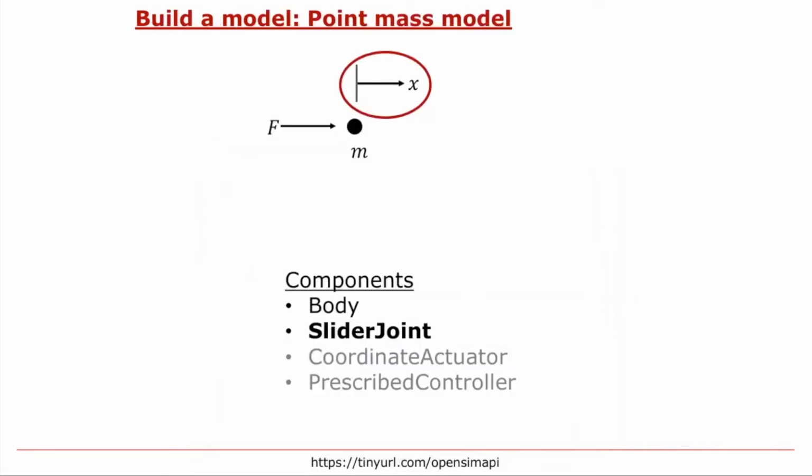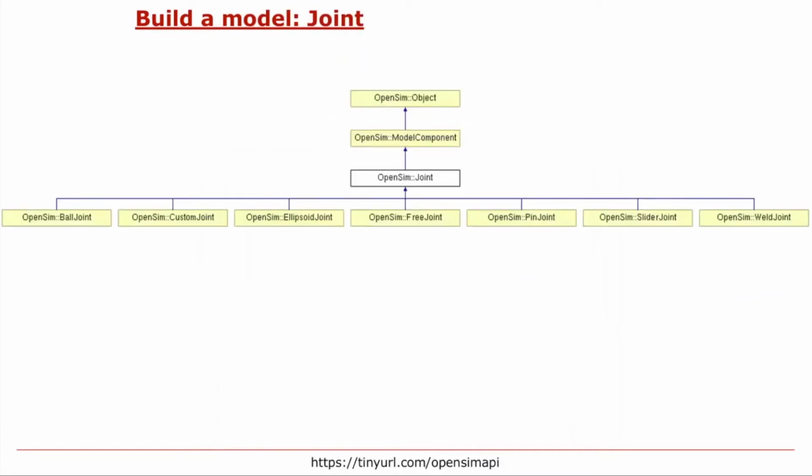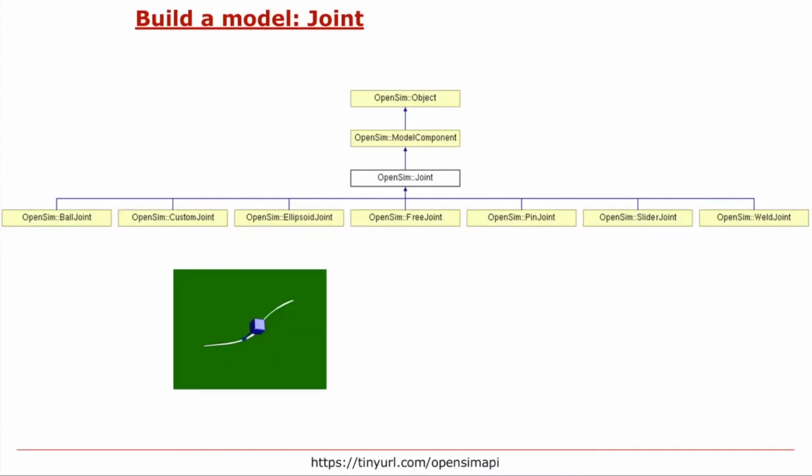Moving along, we'll now add a slider joint to the model. A joint specifies how two bodies can move with respect to one another. OpenSim contains a library of different joint types. Here's a ball joint that permits 3 rotational degrees of freedom, a pin joint that allows 1 rotational degree of freedom, a slider joint that allows 1 translational degree of freedom, and OpenSim also allows specifying custom joints that permit arbitrary motion between two bodies. In our example, we'll use a slider joint.